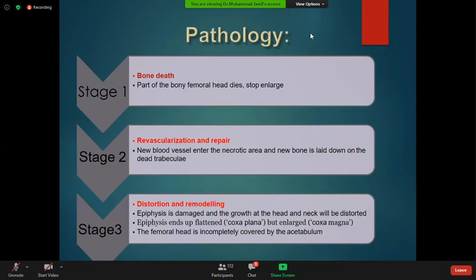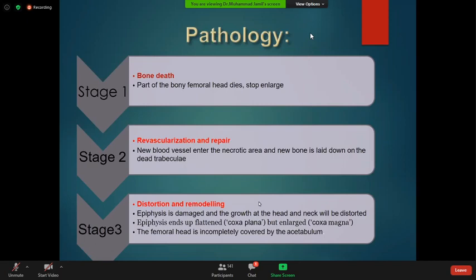Pathology. What is the pathology? There are 3 stages. In stage 1, the bone will become dead. For example, the femoral head dies. When the blood supply stops, or with interruption of the blood supply, the femoral head will die. So the whole area will become dead.